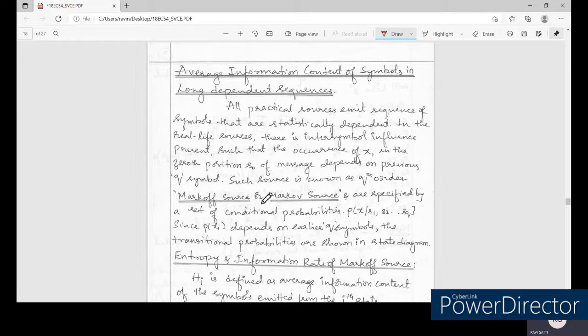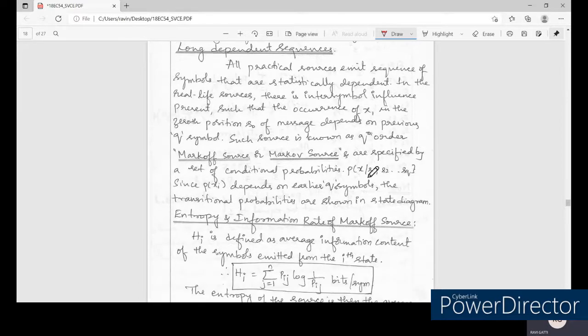We need to specify this dependency of the emission of the symbols. It is not only the independent probability values we need to consider, it is also possible for us to consider the joint probability of the values. Why? Because the emission of a particular symbol depends upon the previous symbols. Therefore, we need to consider the conditional probabilities of emission of the particular symbol over the q number of intervals. Since pi depends upon the earlier q symbols, we have taken the conditional probability here.